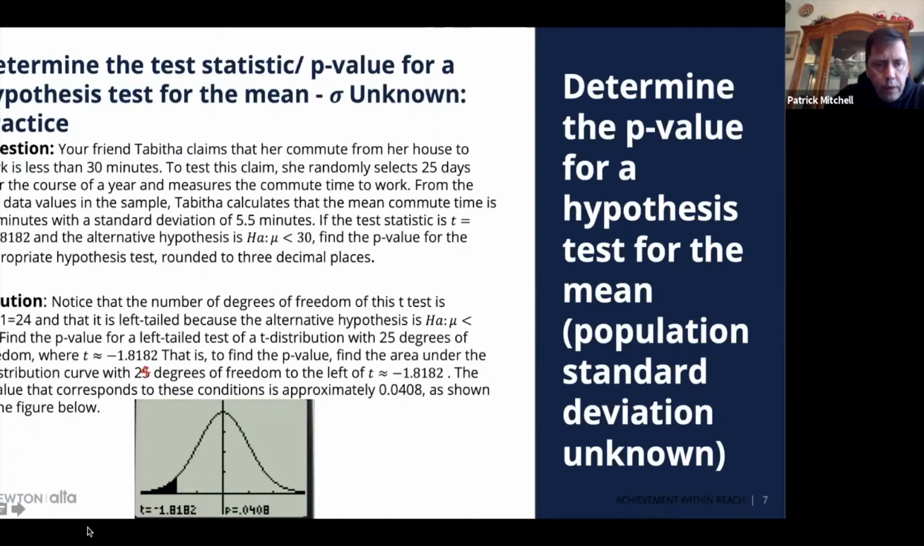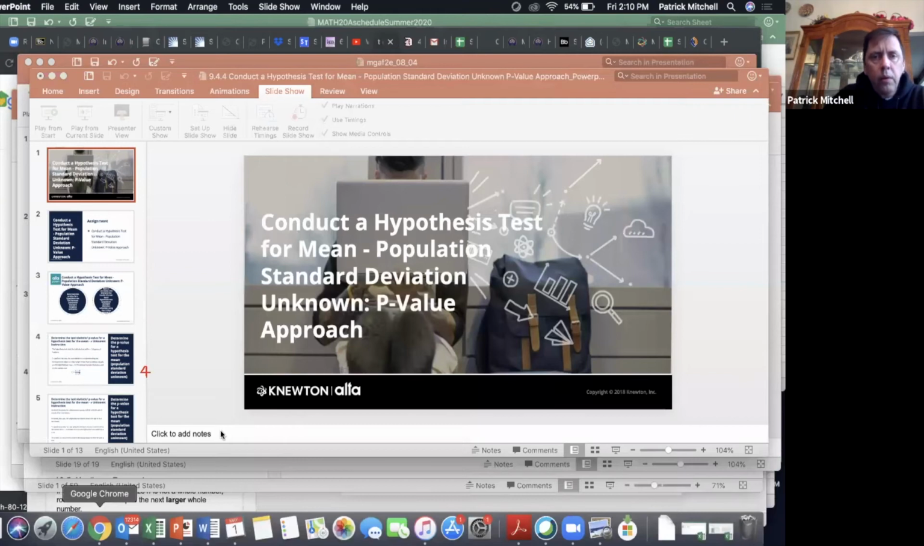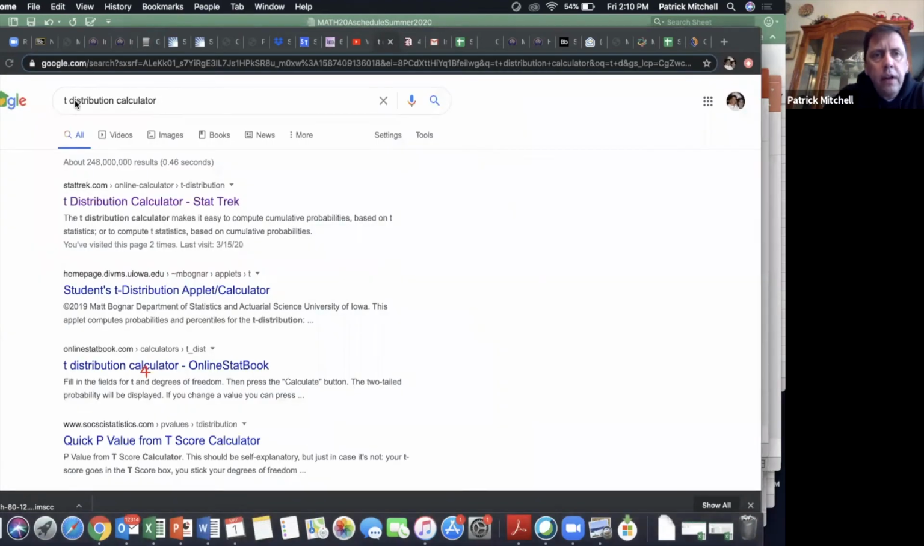Okay. All right. So I'm pulling up my browser where I have already gone into Google and typed in t-distribution calculator. The first thing that comes up is my favorite website, StatTrack. So I'm going to open that up.